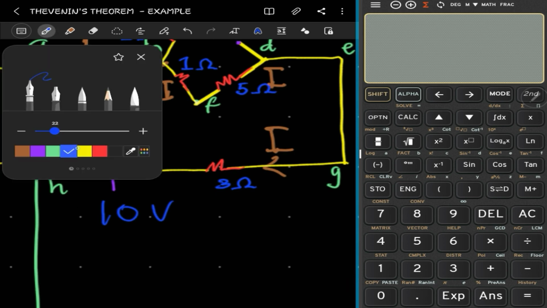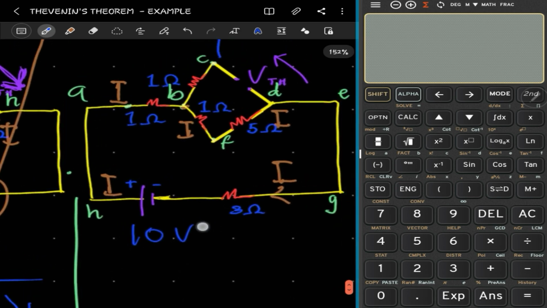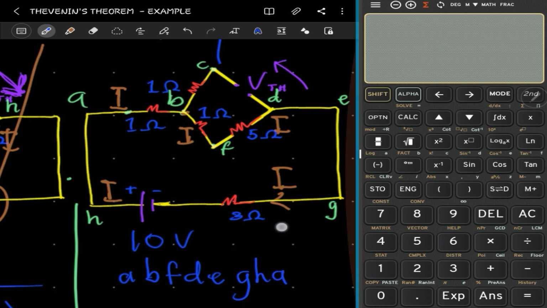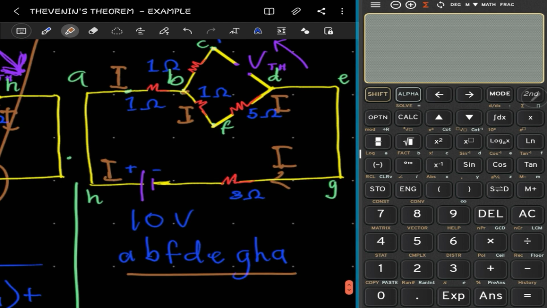So you have to decide which one works for you and choose that. So here we are choosing the loop: A, B, F, D, E, G, H, and E. So you can follow where we are going. This is the loop we've chosen. So look at it very well and see what's happening.